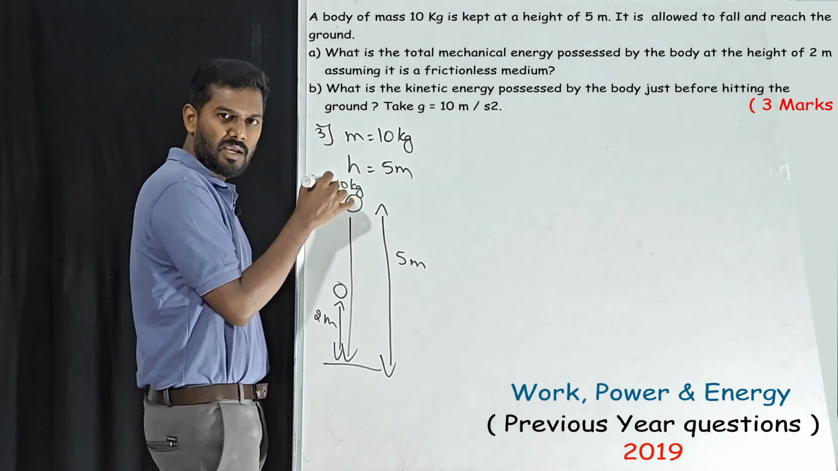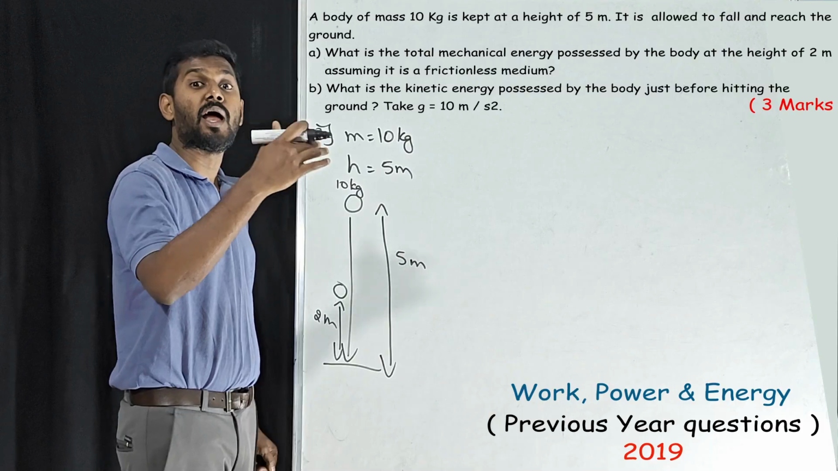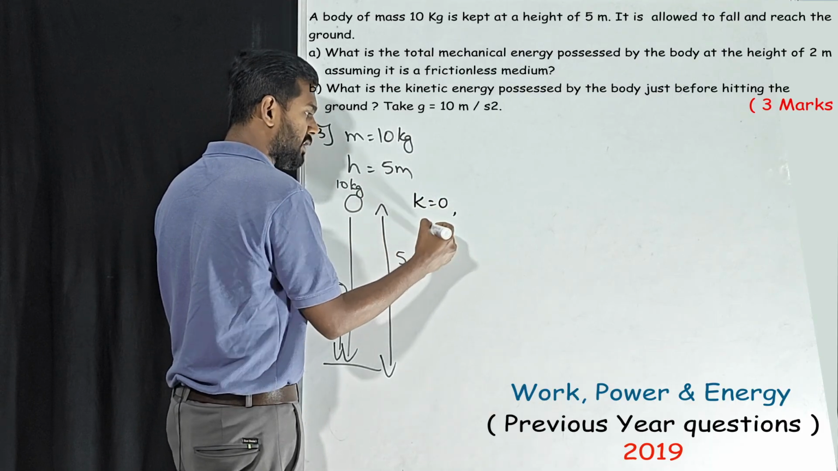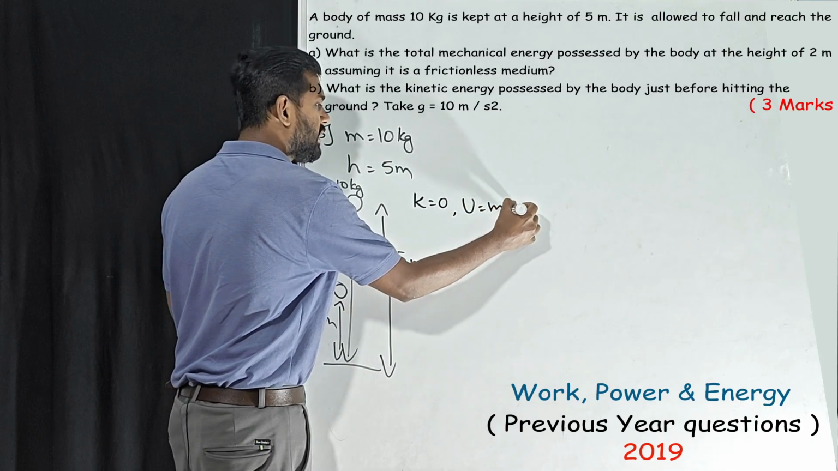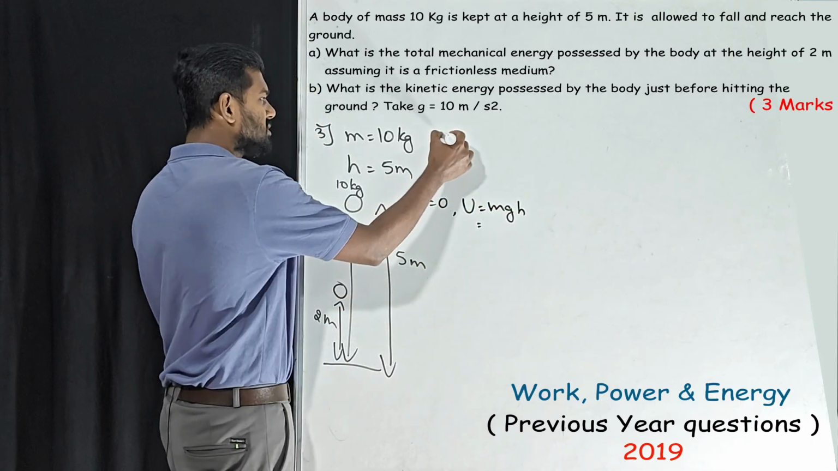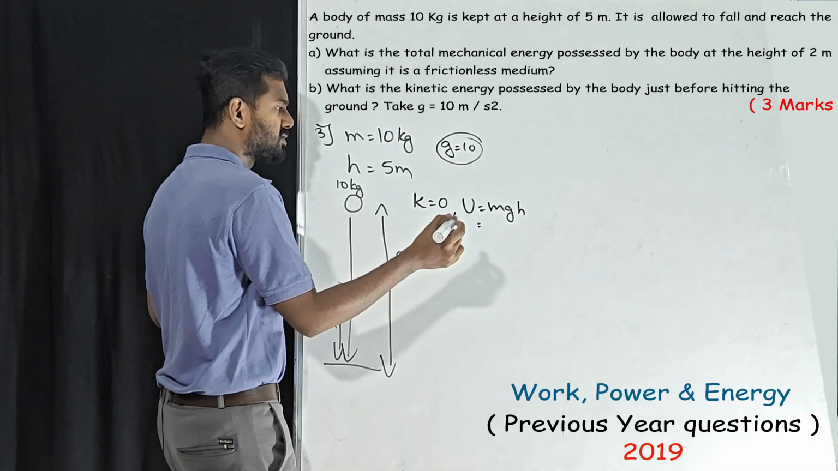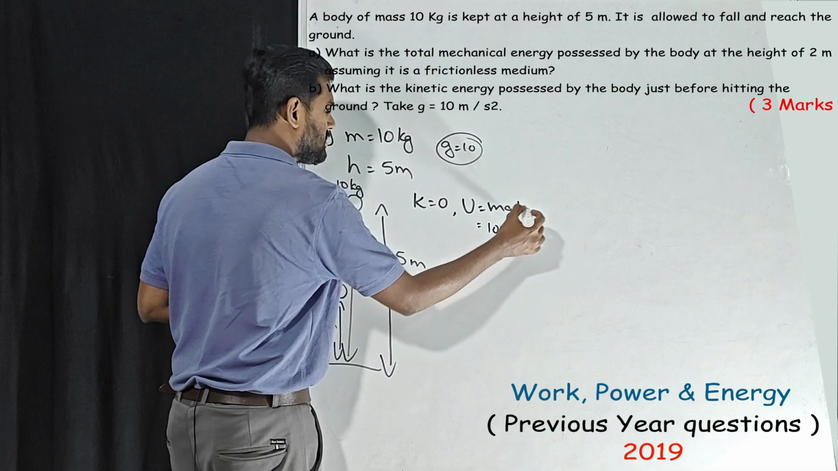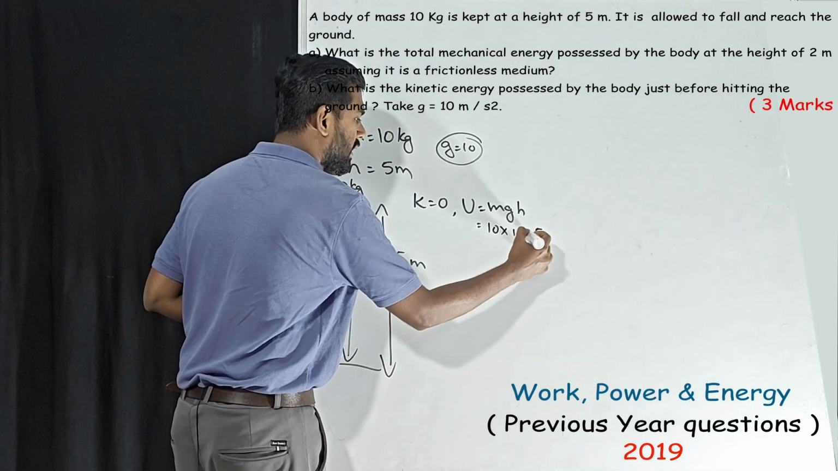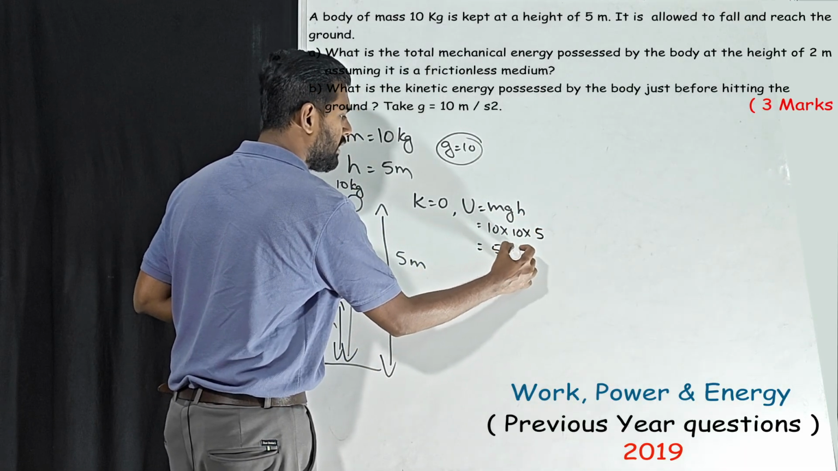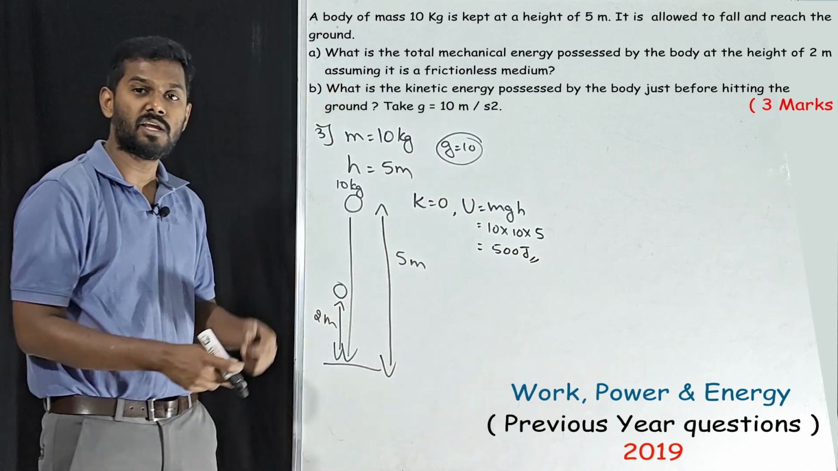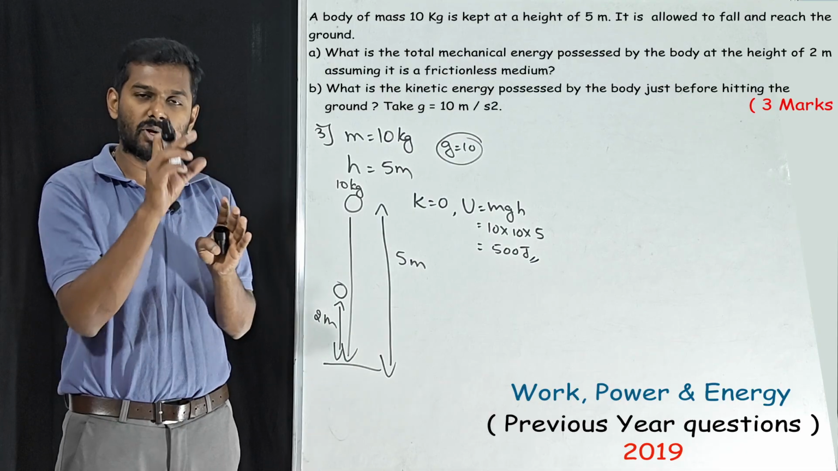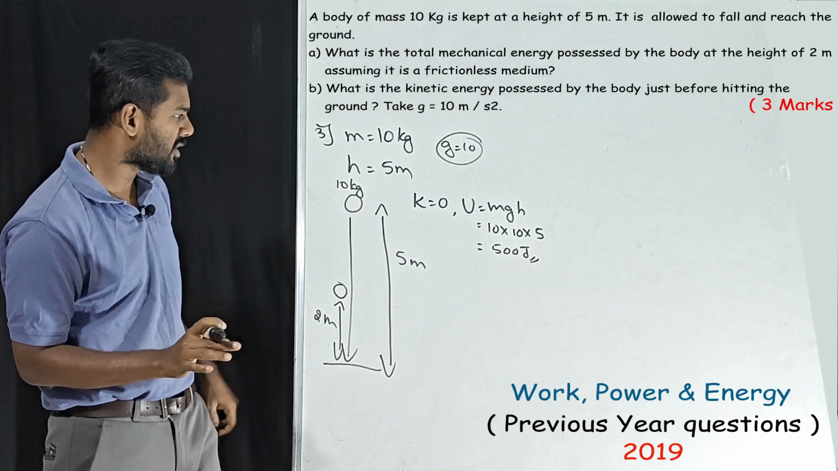When the body is kept at 5 meter height, that means it is not moving. If it is not moving, kinetic energy will be 0. U will be mgh. In this question, g value is given as 10. So m is 10 kg into 10 into h. What is h? The total height, which is 5. So it is 100 into 5, 500 joules. For kinetic energy, the unit is joule. For potential energy, the unit is joule. For mechanical energy, the unit is joule. Whatever word ends with energy, the unit will be joule only.